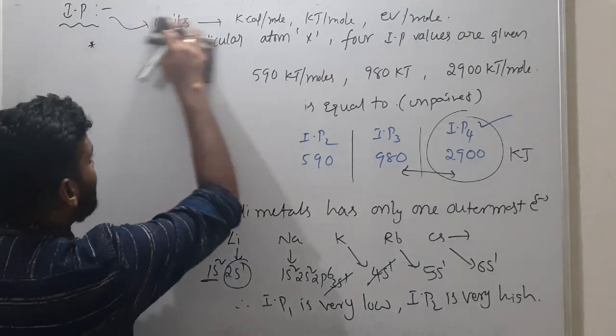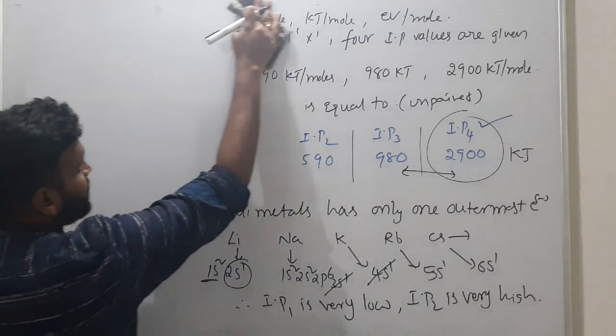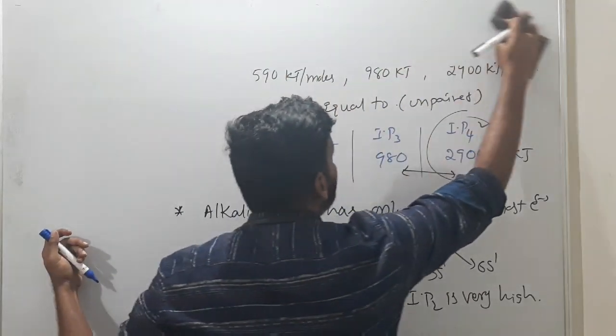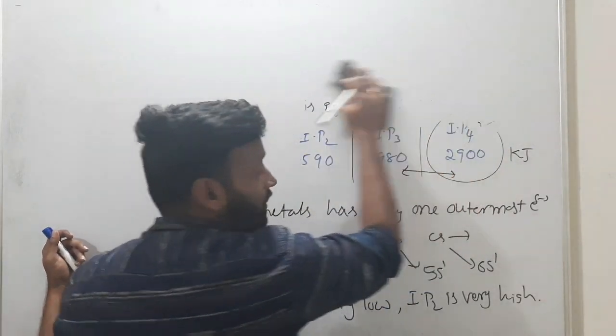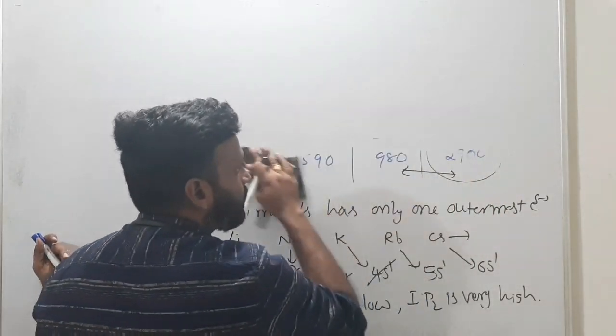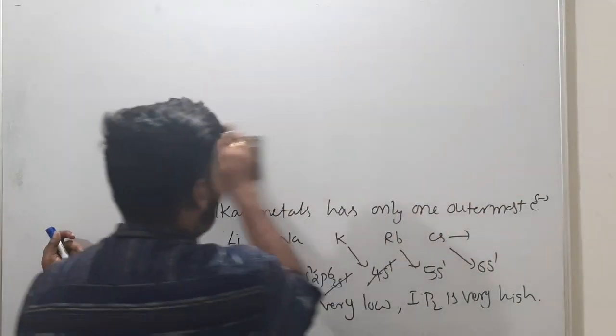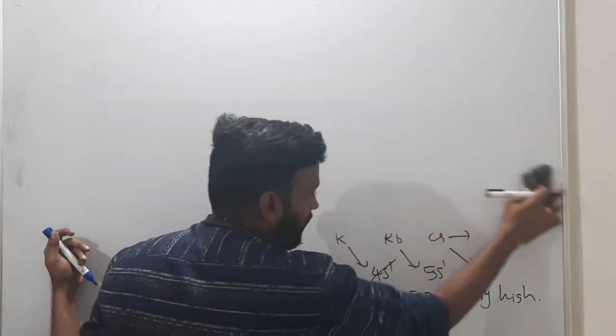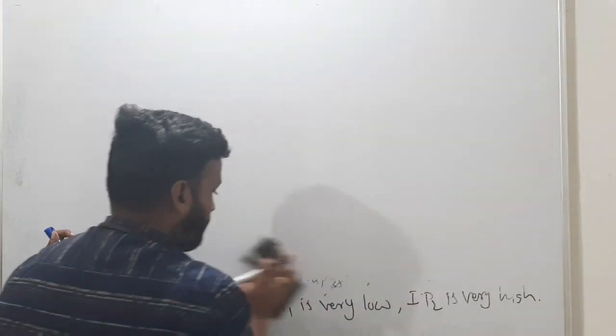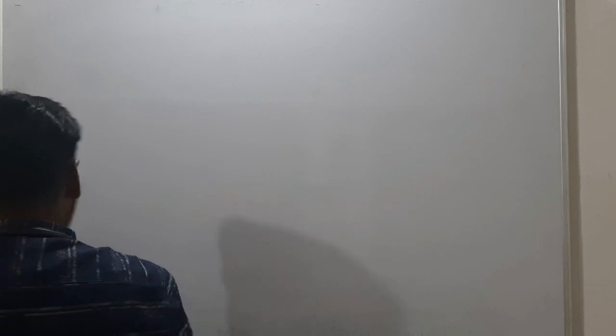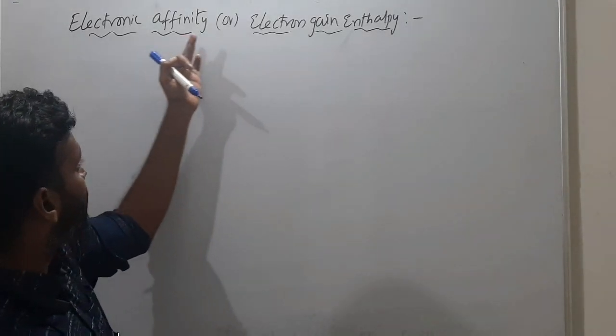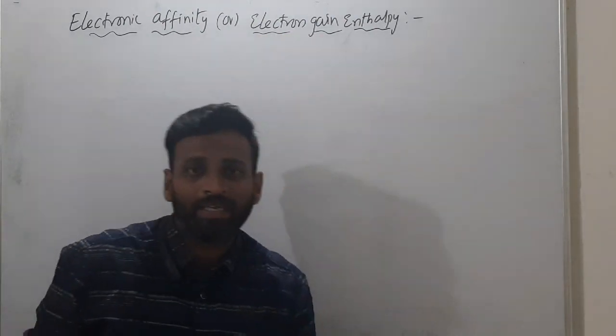For alkaline earth metals like that, if you see, IP1 is possible, IP2 also possible. Correct? Why IP1 and IP2 both are possible? Because they have valence electrons too. Okay? So, like that we can say. So, which has more IP, which has low IP, based on values, you can decide.